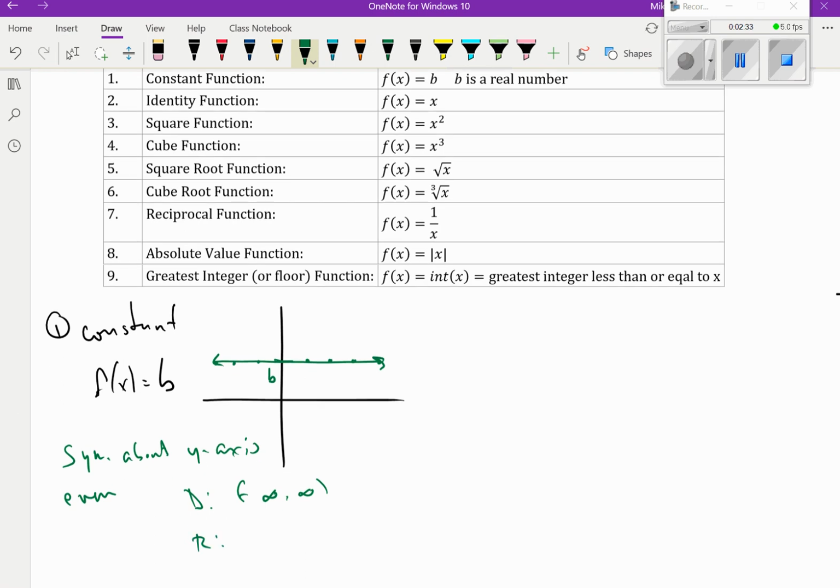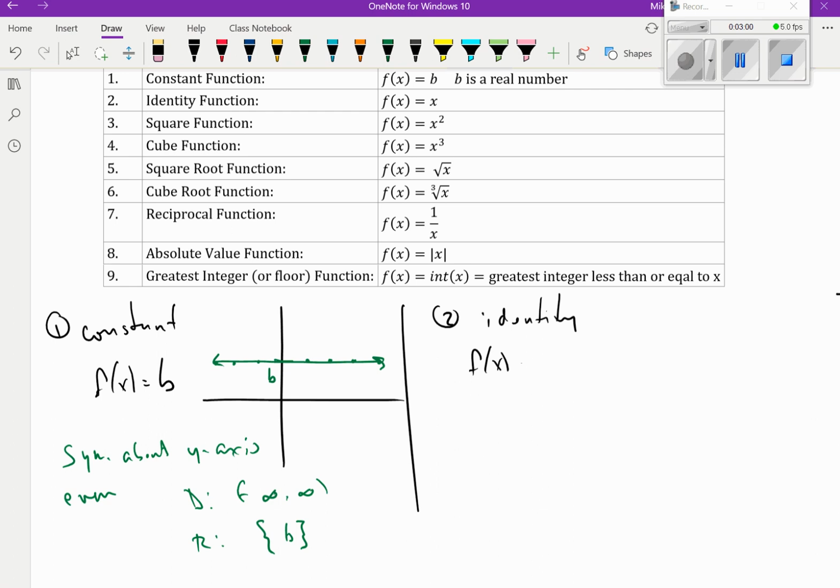And my range here, the only value that I have for my range is whatever this value of b is. And my range is what my y values are that I get back out of the function. And so there is our constant function. Let's take a look at number 2. Number 2 is the identity function, so f of x equals x.